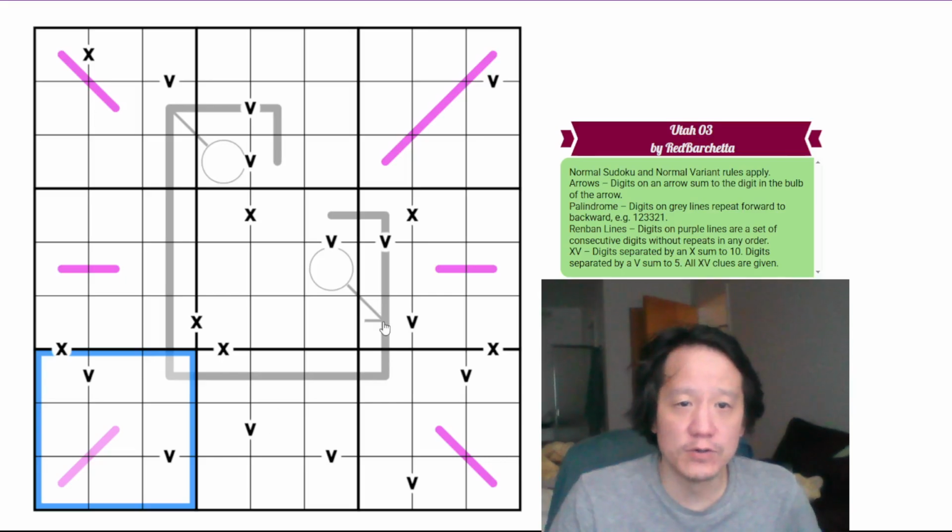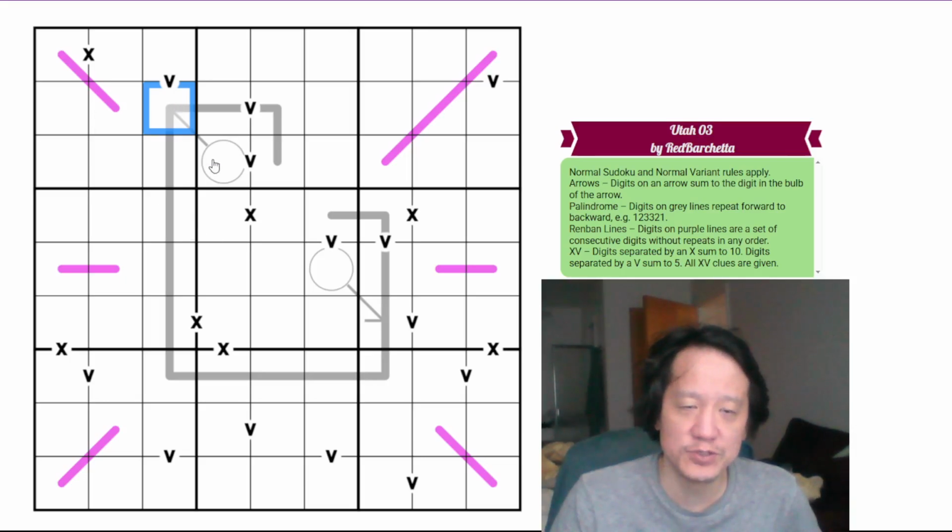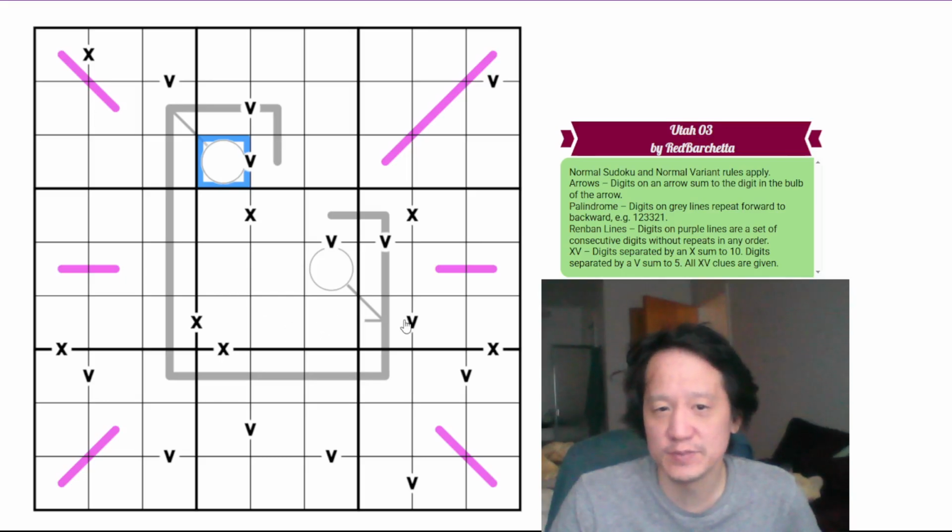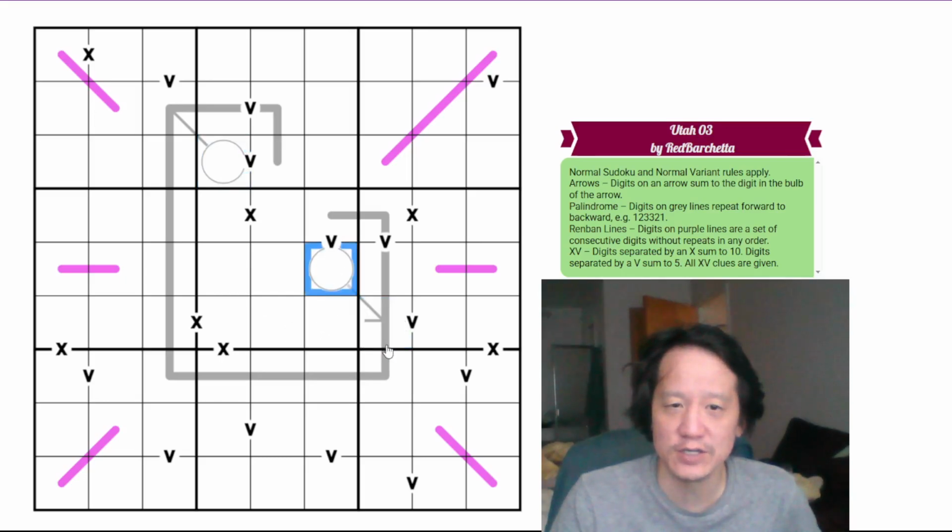We have arrows, where digits on an arrow sum to the digit in the bulb of the arrow. So, for example, this digit is the arrow, so that sums to what this digit must be. Same with this digit, so that should tell you something.